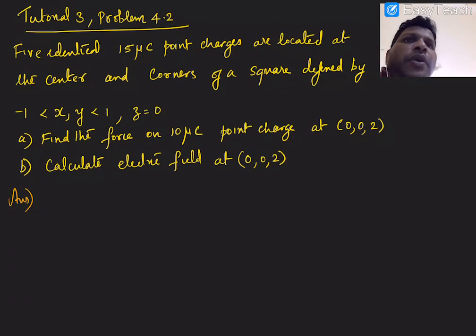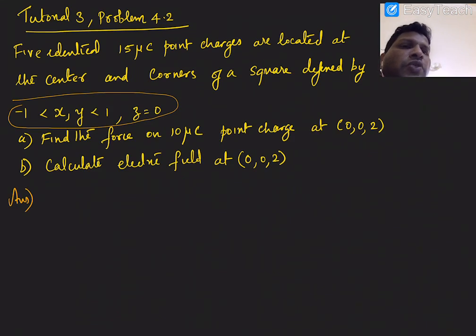We will see a problem, tutorial 3, problem number 4.2. Five identical point charges are located at the center and corners of a square defined by x and y varying from -1 to 1 and z equal to 0. So we will first see what the scenario is.